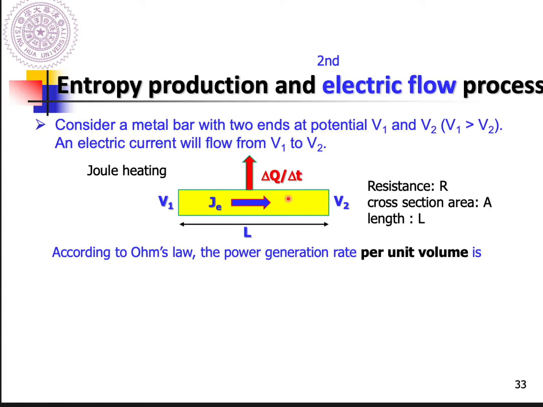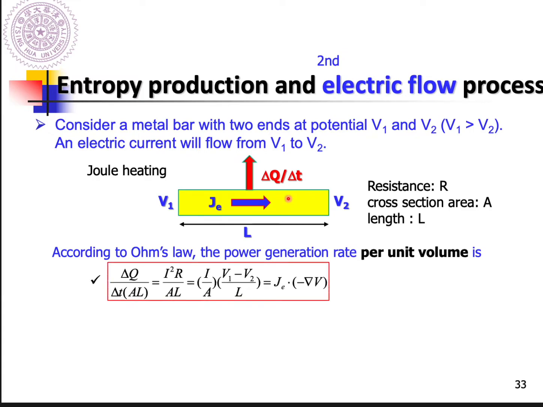Yes. P equals IV, right? I times V, or I squared R, right? So it's based on Ohm's law. So we can simply formulate this: the power generation rate per volume can be expressed like this. Because this power generation rate is P, so it's IV or I squared R, and you just copy the AL, which is a volume here.